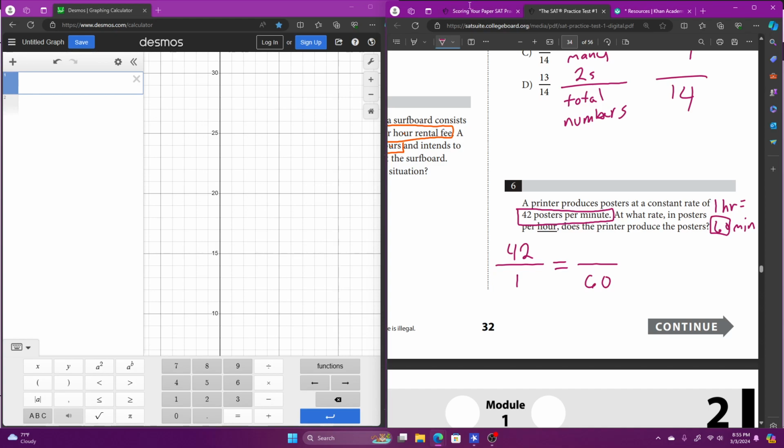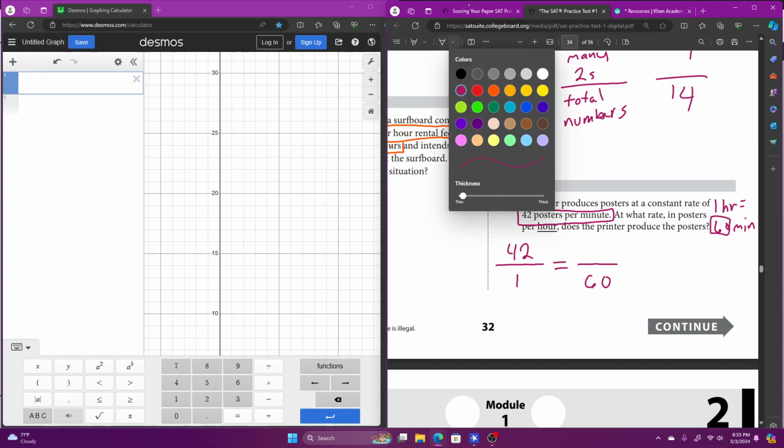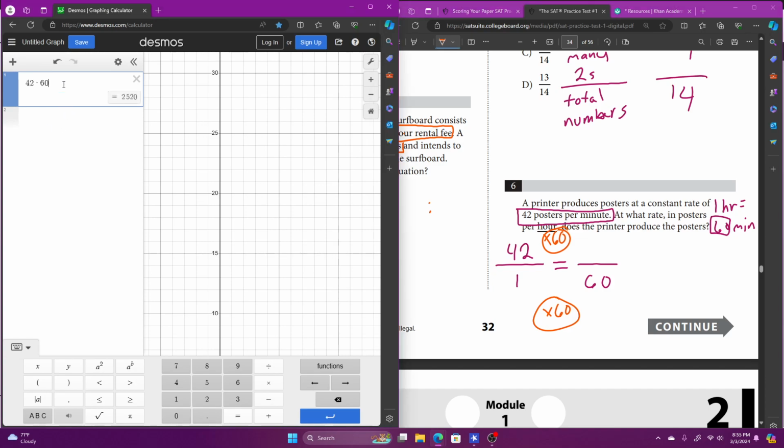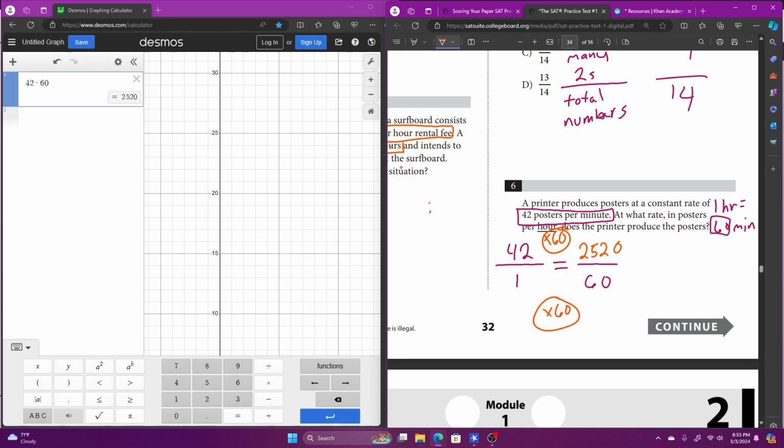So now I'm just going to use my rule of equivalent fractions. I turned my 1 into 60 by multiplying the bottom, the denominators, times 60. Whatever I do to the denominator, I have to do to the numerator. So now I got to multiply the top times 60. 42 times 60 is going to give us our answer. And that's going to be 2,520. So that's the answer. How many posters per hour?